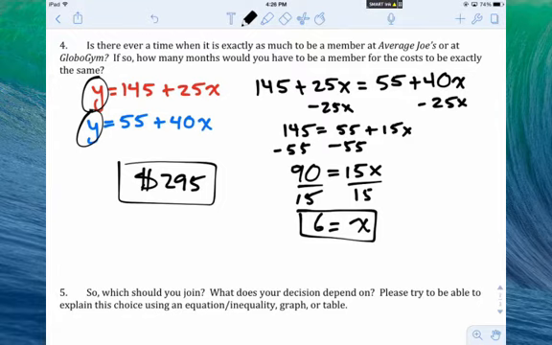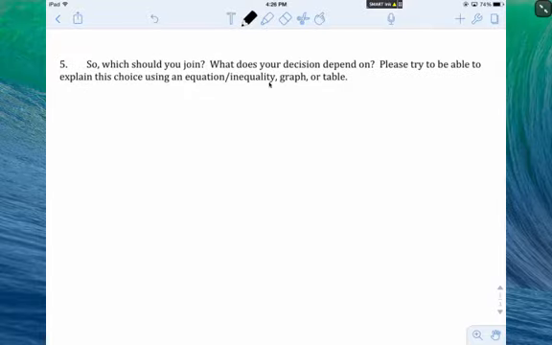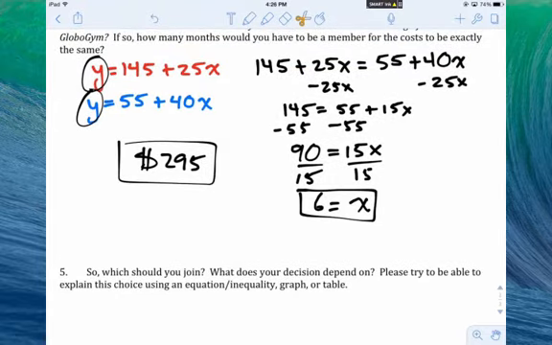Interesting. And so the ultimate question we want to ask is, which do you join? Which is the better option? What I really think this depends on is how long you are going to be a member at that gym. For some durations, it's going to make more sense to be a part of Average Joe's, and for some, it's going to make more sense to be a part of Globo Gym. So we have a lot of options here, and I really want to show you how we can use equations, graphs, and tables to answer this question.